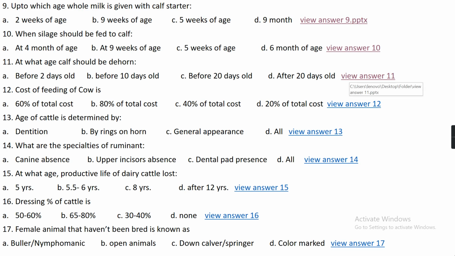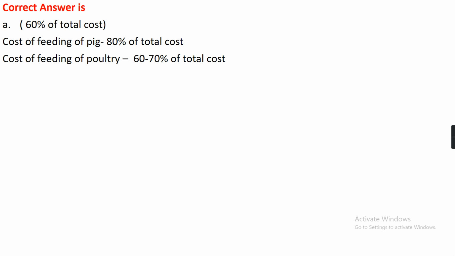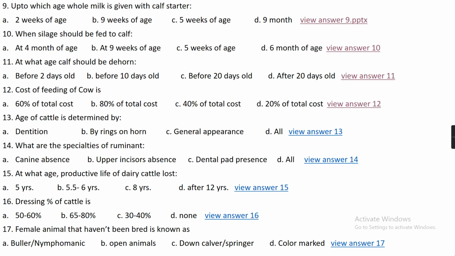Okay. Question number 12. Cost of feeding of cow is: option A, 60% of total cost; option B, 80% of total cost; option C, 40% of total cost; or option D, 20% of total cost. The right answer is A, 60% of total cost. Since the cost of feeding of buffalo, cattle, goat, and also sheep is 60% of the total cost, while in the case of pig the cost of feeding comprises 80% of the total cost, and in the case of poultry it comprises 60 to 70% of total cost.